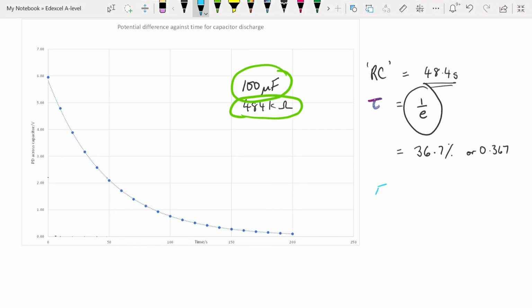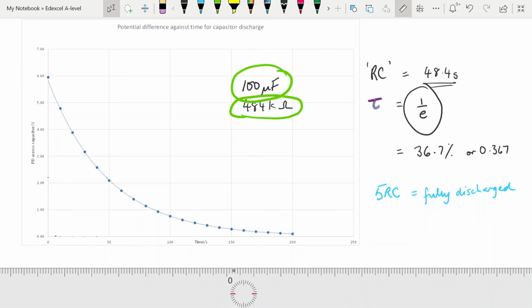Importantly, 5 RC, so 5 times our time constant, is usually considered full discharge for a capacitor. So when you have completed 5 RC, the capacitor has fully discharged. Of course, as an exponential curve, it never actually discharges to 0. We get to the point where there's a negligible amount of charge left on your capacitor after 5 RC.